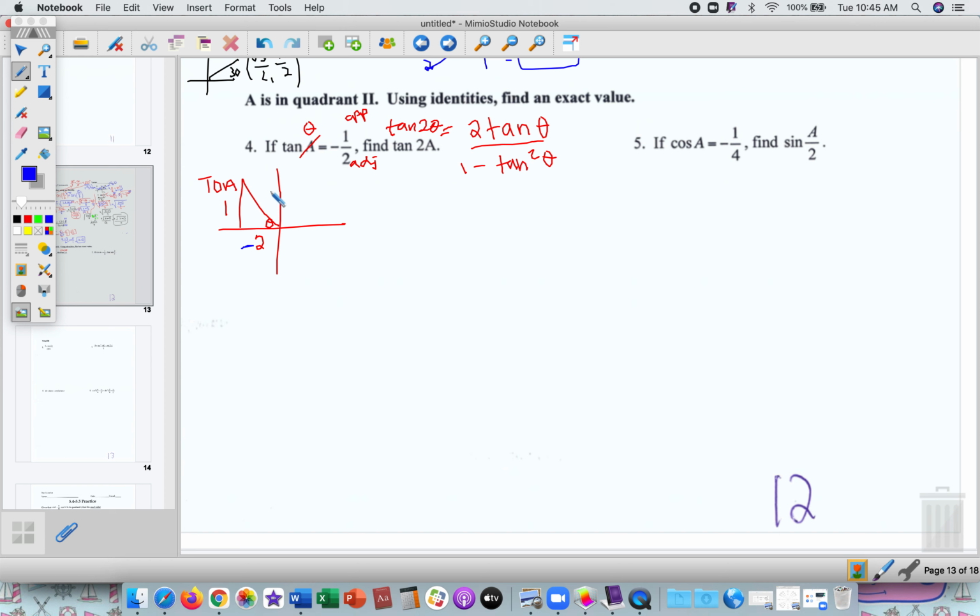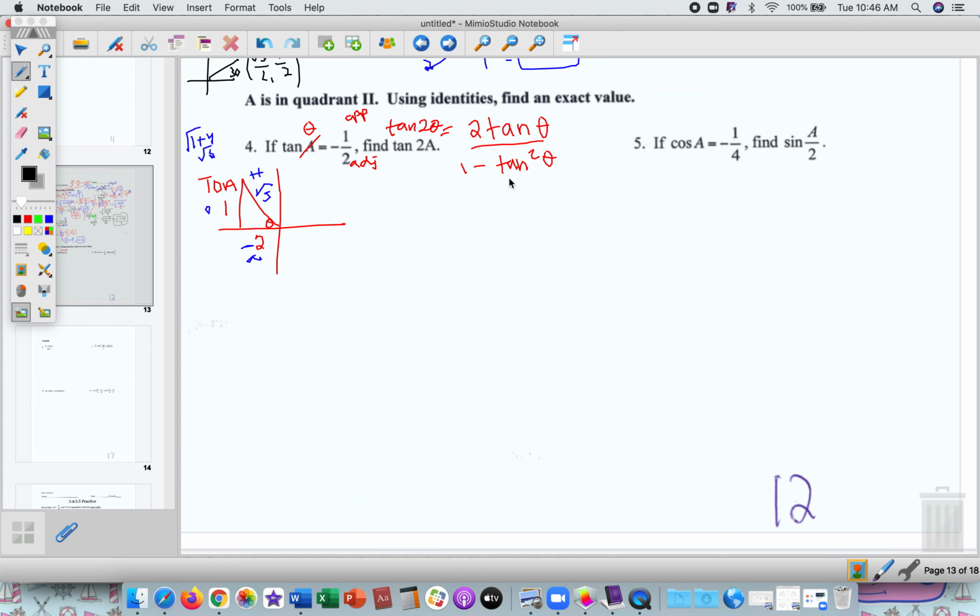We can do Pythagorean theorem to find the hypotenuse, and we know the hypotenuse is always positive. So 1 squared plus negative 2 squared equals c squared. So we would have 1 plus 4 is equal to c squared, and we take the square root. So our hypotenuse is positive square root of 5. So over here we have opposite, adjacent, and hypotenuse.